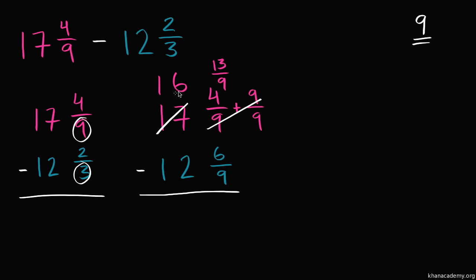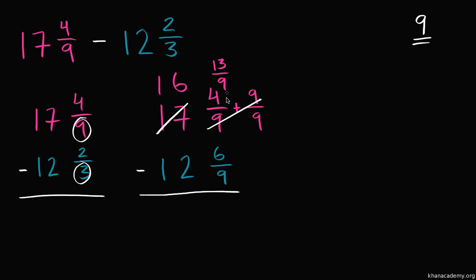It's a very strange way to write it, but 17 and 4/9 is the same thing as 16 and 13/9. Because notice, this is greater than 1. This is the same thing as 1 and 4/9. 1 and 4/9 plus 16 is going to be 17 and 4/9. Now, why did I do all of this? Well, 13/9 is larger than 6/9, so I can subtract.